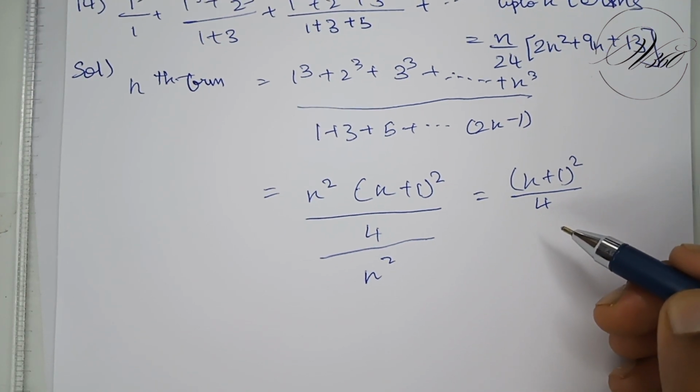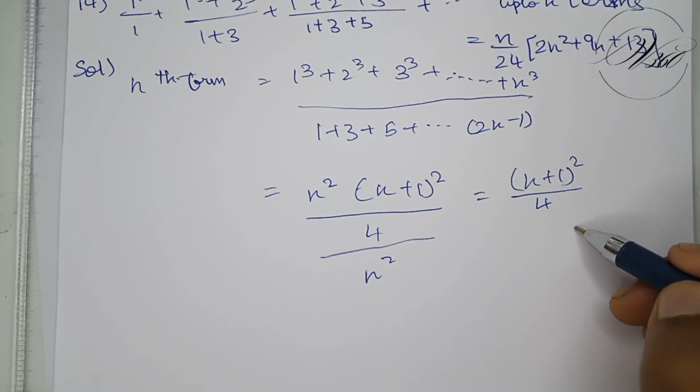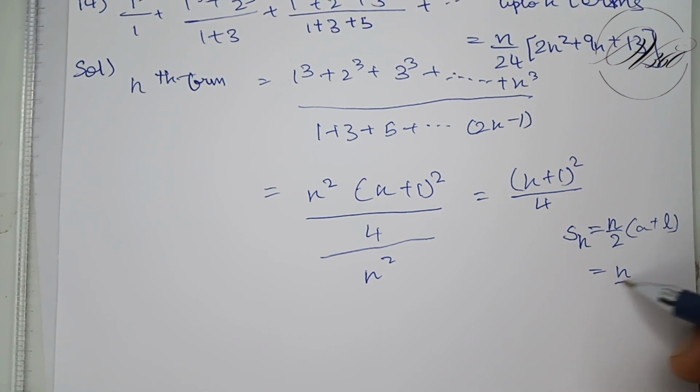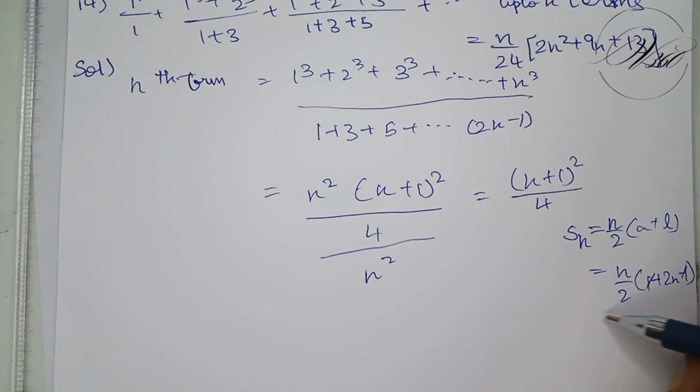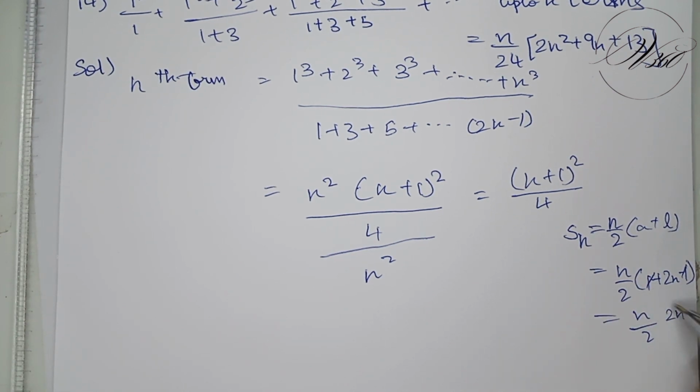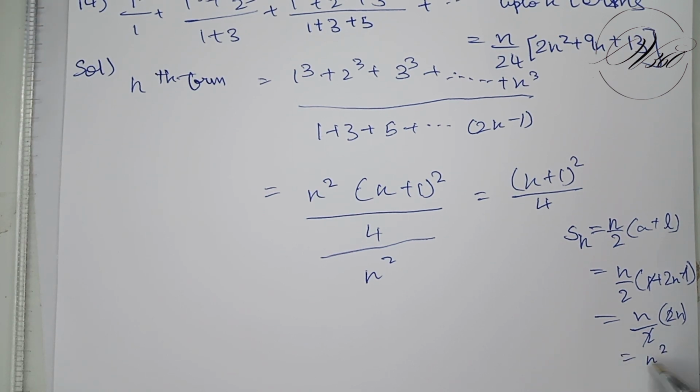Here we can use the formula, that is summation of the last term, n by the formula is n by 2 of a plus l. Here n by 2 of 1 plus 2n minus 1. Minus 1 plus 1 gets cancelled. Here n by 2, 2n remains. 2 gets cancelled. Now it will become n square. Okay.